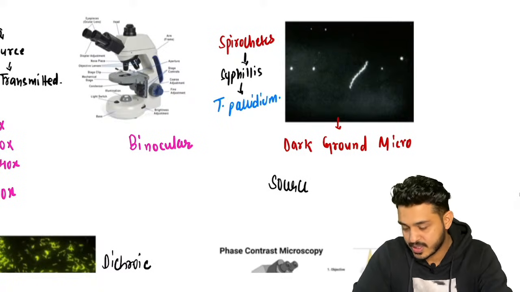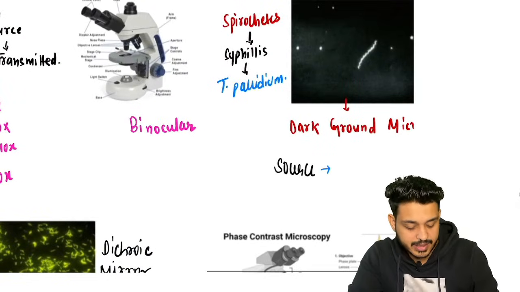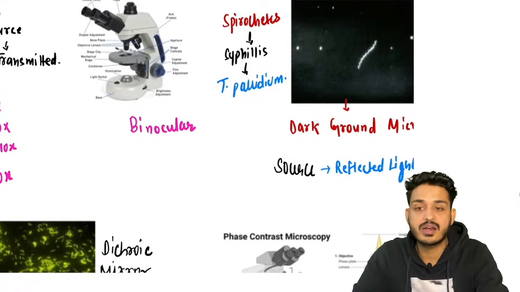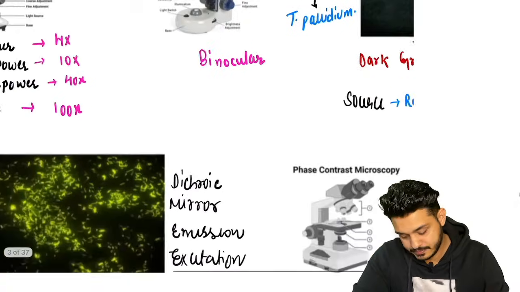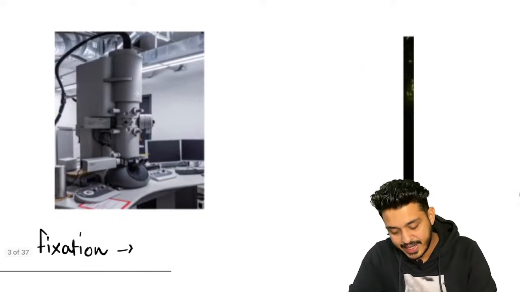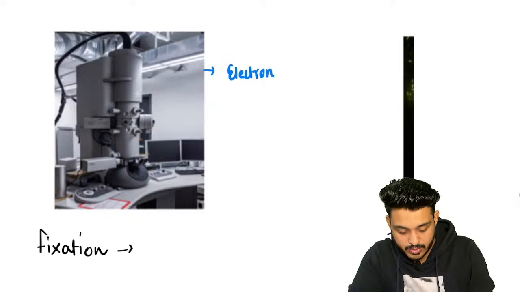So this is going to be the thing we are having. What is the source of light in dark ground microscopy? That is going to be reflected light. Reflected light is the source of light in dark ground microscopy. The next one we are having is this particular one. This is known as electron microscope. This microscope is known as electron microscope.